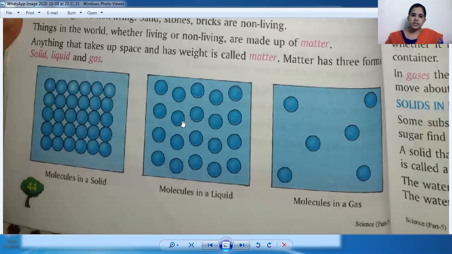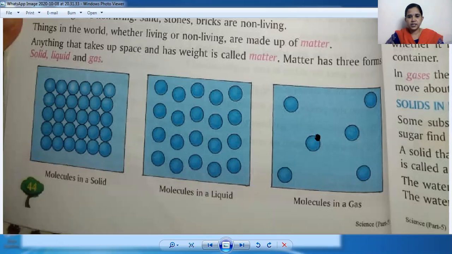Here for the liquids, they are loosely packed. Next, in a gaseous form, the molecules are more spread over. So the intermolecular space is more. For the solids, the intermolecular space is less.